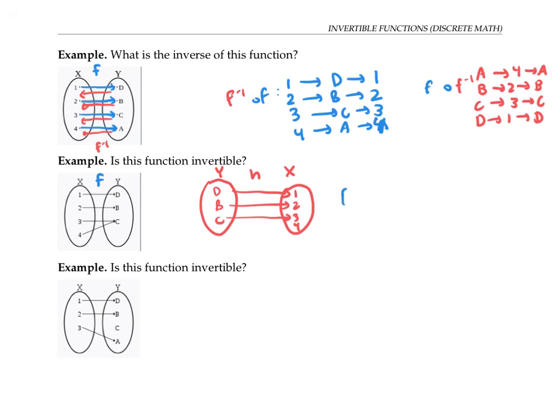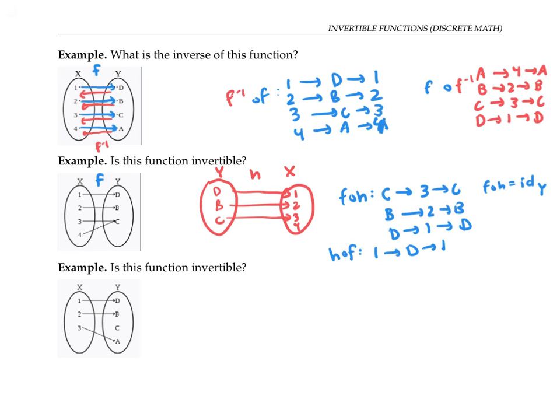Now, if I do F composed with H, let's see, that's going to take C to 3 and back to C. It'll take B to 2 and back to B. And it'll take D to 1 and back to D. So F composed with H is the identity for my set Y. But look what happens if I do H composed with F. That'll take 1 to D to 1, 2 to B to 2, and 3 to C to 3, but it takes 4 to C to 3.